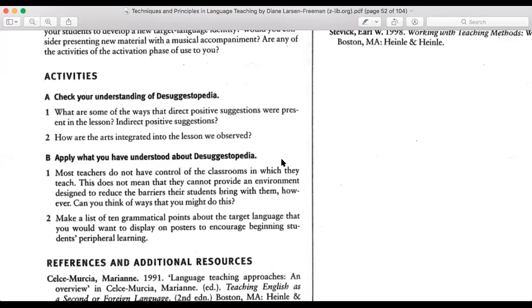How are the arts integrated, involved, and what does integration mean? Displays, put together, make a part of. Okay, Mazib is right: put together, make a part of, add, mix. How are the arts integrated into the lesson we observed? Okay, you just think of this question and I'll get back to you in a while, okay?